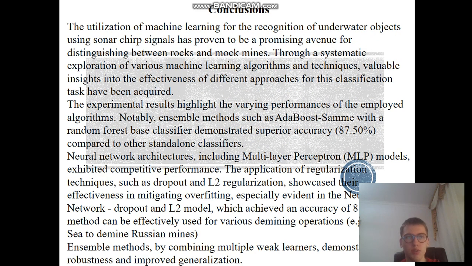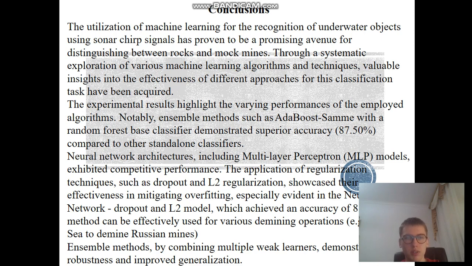Conclusions. The utilization of machine learning for the recognition of underwater objects using sonar chip signals has proven to be a promising avenue for distinguishing between rocks and mock mines. Through a systematic exploration of various machine learning algorithms and techniques, valuable insights into the effectiveness of different approaches for these classification tasks have been acquired. The experimental results highlight the varying performance of the employed algorithms.